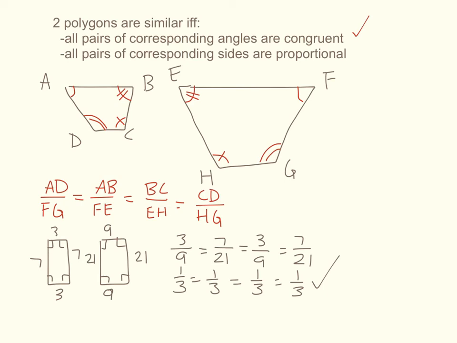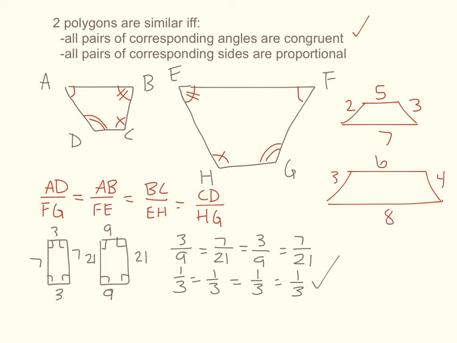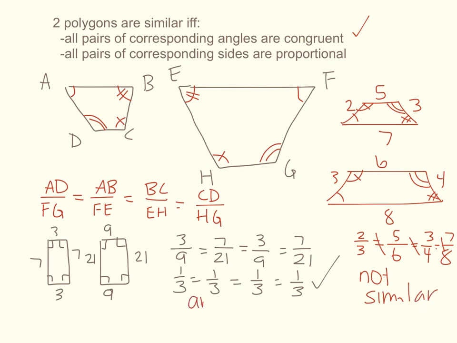Now let's look at a different shape. Let's say I have two trapezoids. And I have 2, 5, 3, and 7. And then I have another one. That's 3, 6, 4, and 8. So let's see, let's compare. So 2/3, so if I'm telling you these are similar, then 2/3 has to be equal to 5/6, which has to be equal to 3/4, which has to be equal to 7/8. Are those true? No. So these are not similar. These are similar.